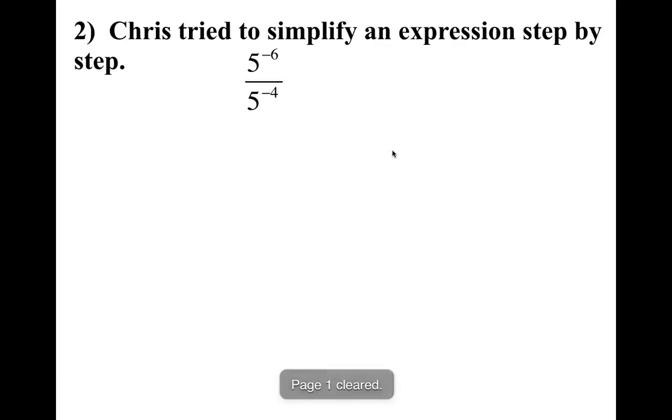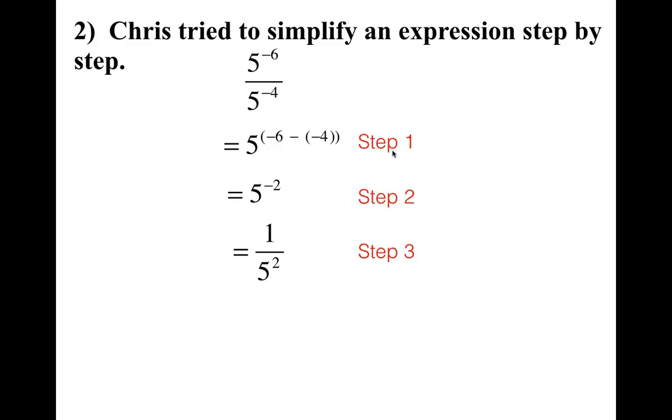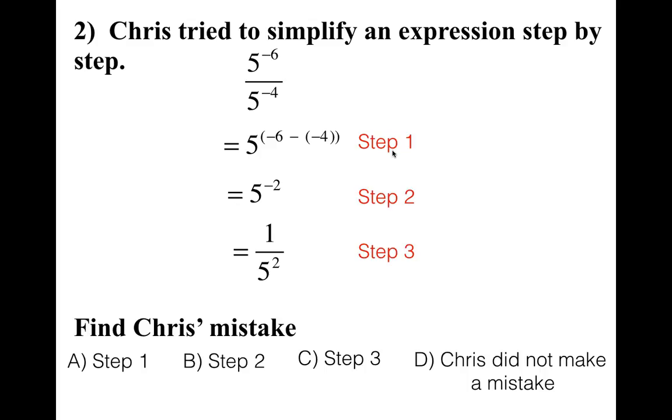Okay, so now let's take a look at Chris's work. Chris tried to simplify an expression step by step. He has 5 to the negative 6 over 5 to the negative 4th. Here are the different steps. And here are our options. Did he make a mistake in step 1, 2, 3, or did he not make any mistakes at all? So at this point, I would like you to pause the video and examine the steps to see if he made a mistake or not.